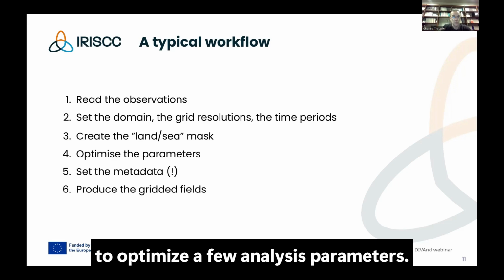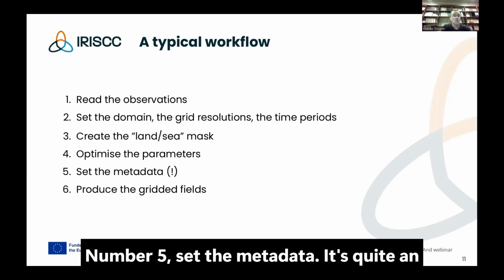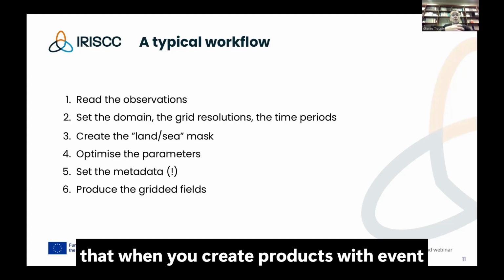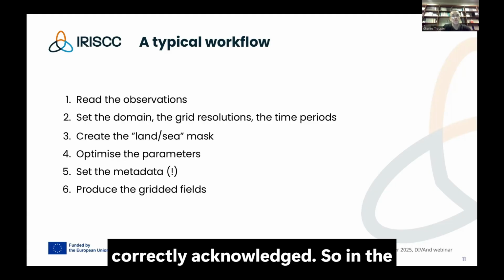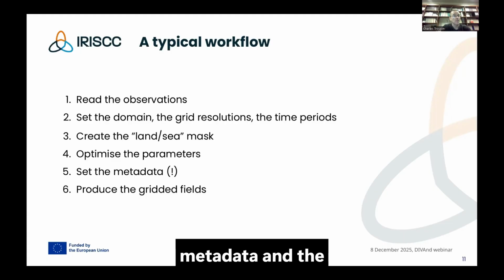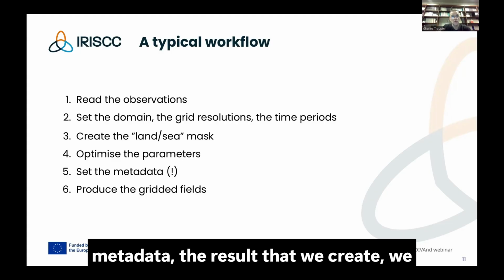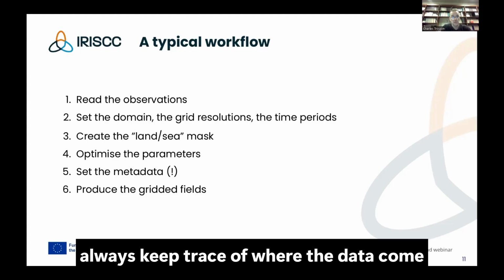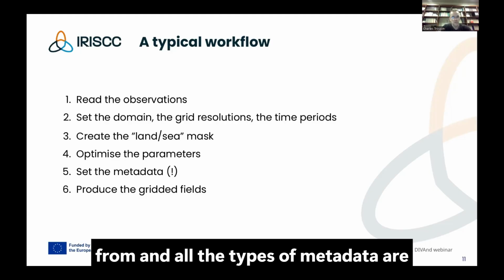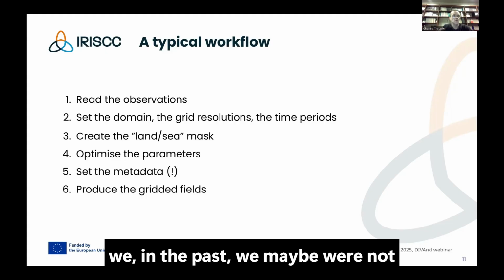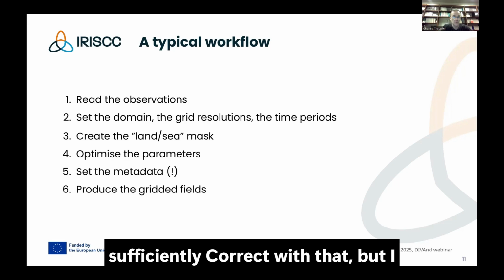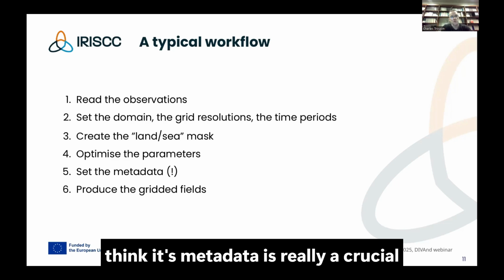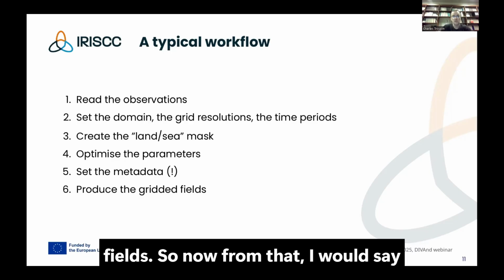We have to optimize a few analysis parameters. Number 5, set the metadata. It's quite an important step because we want to be sure that when you create products with DIVA-ND, that the data providers are correctly acknowledged. So in the metadata of the result that we create, we always keep trace of where the data come from, and all the types of metadata are relevant. It's really something that in the past, we maybe were not sufficiently correct with that, but I think metadata is really a crucial aspect. And then we produce the gridded fields.